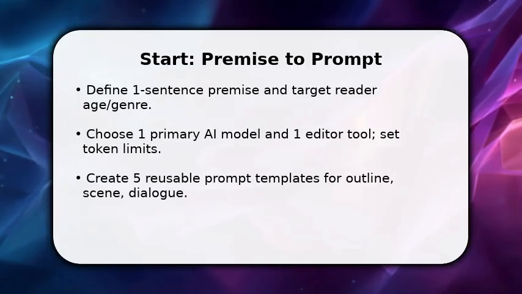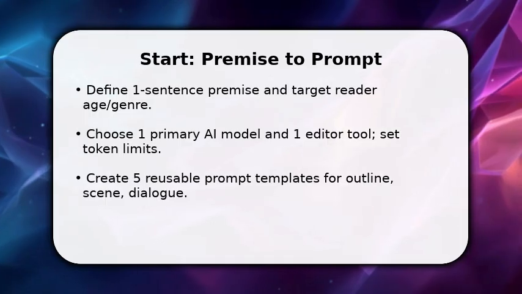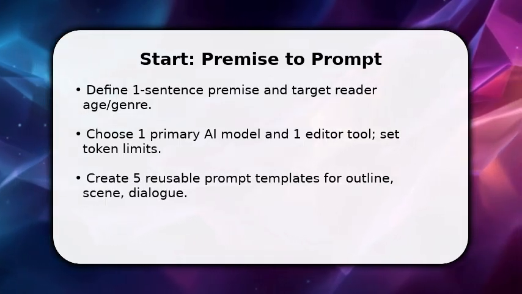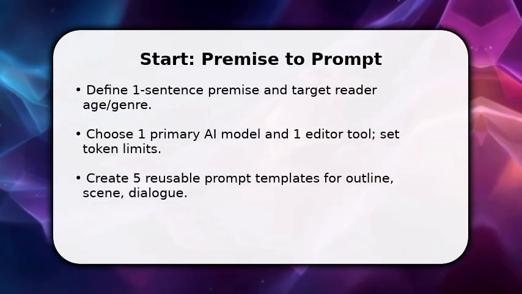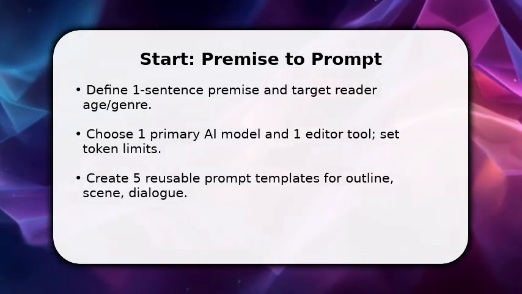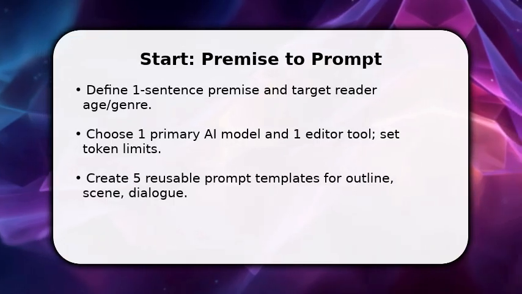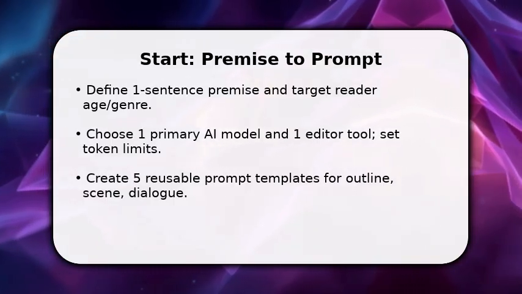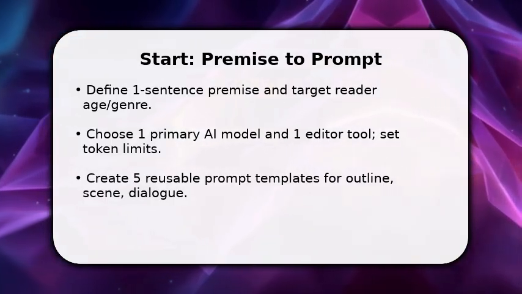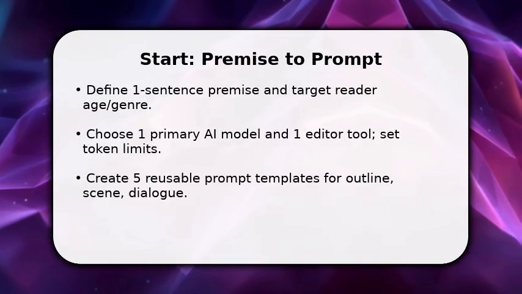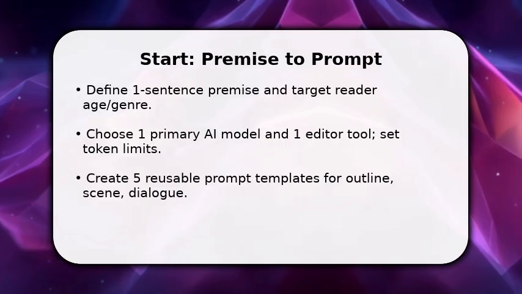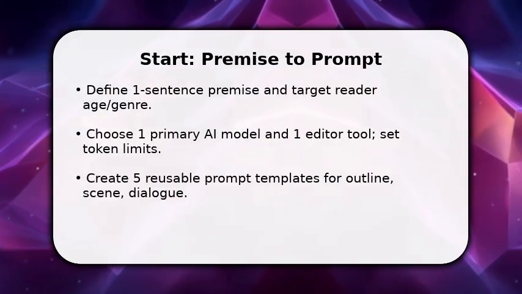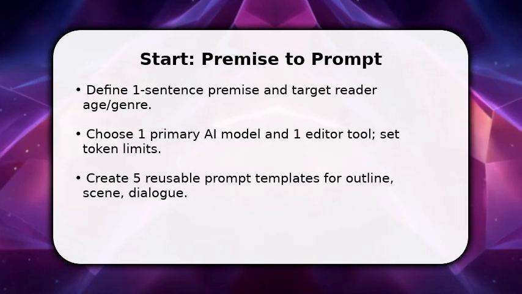You begin by locking the core premise and the reader you're writing for. This guides every AI output. Once done, pick one primary model and one editing tool and set clear token and length limits to avoid drift. Then build 5 prompt templates: outline, scene draft, dialogue polish, research fetch, and tone adjust, so you can run repeatable prompts. Make sure to save template variables like POV stakes and word count targets for consistent generation across chapters.